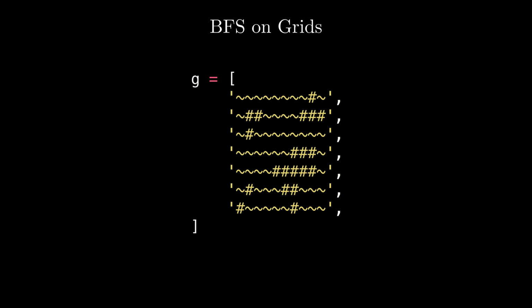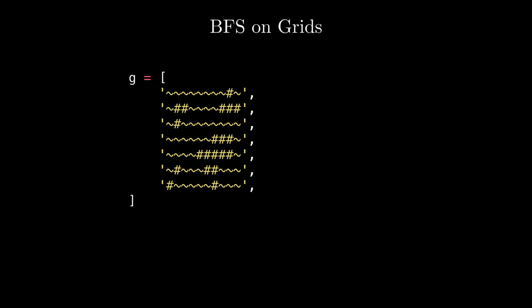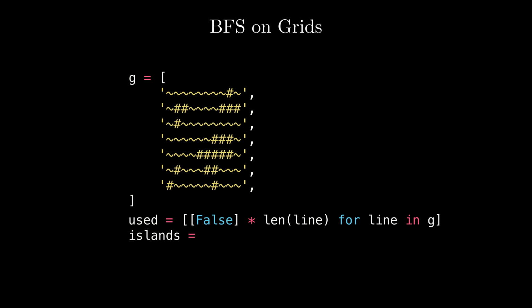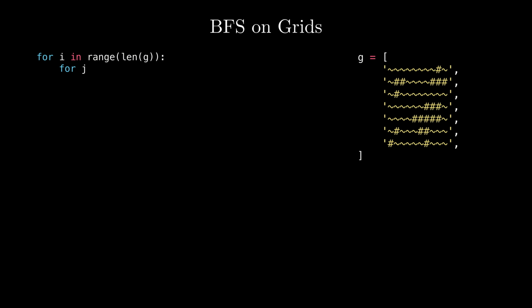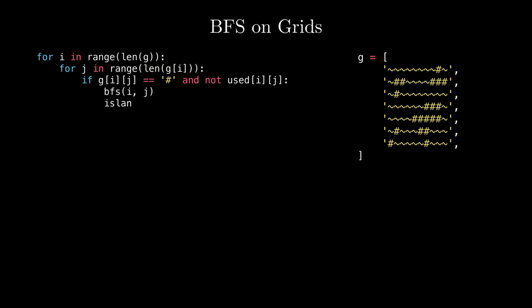So we will first initialize the grid as an array of strings, each one representing one line of the grid. After that, we will initialize the used list, which would be a two-dimensional list representing whether we have visited each cell or not. After which we can create a variable islands and set its initial value to 0. It will be used to count the number of islands we've encountered so far. We will then loop through all the cells, and if a cell is an island and is not used so far, we will start a fire from that cell and increment the count of islands.